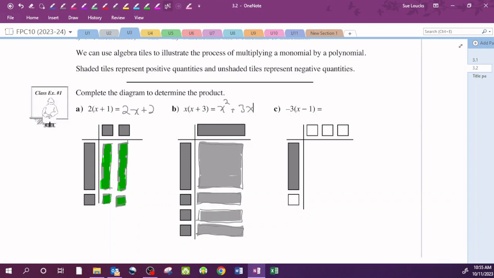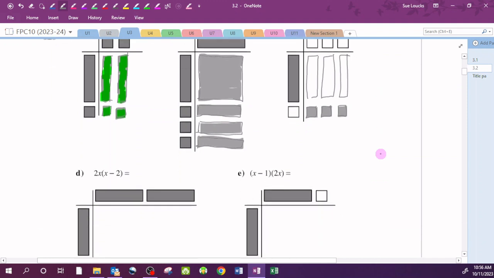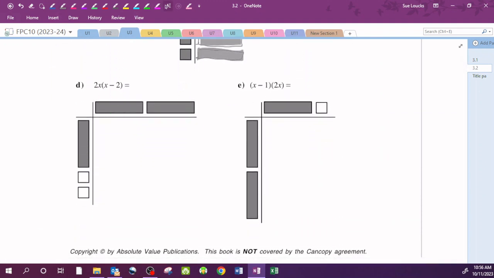Pause this and do C. This time I have -3 times x minus 1. So a negative times a positive is a negative. So all these are negative. But then we have a negative times a negative, we have a positive. So these bottom ones are going to be colored in. So that means that our product here is going to be -3x, because I've got 3 negative x's, and I have 3 1s. So I just write that as plus 3. All right, pause it, do the next one.